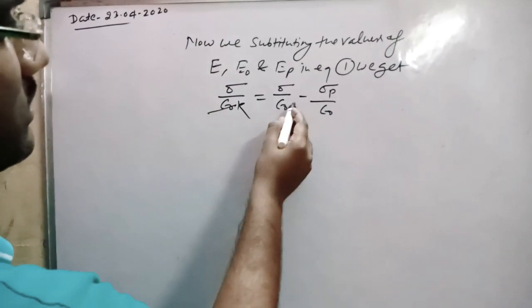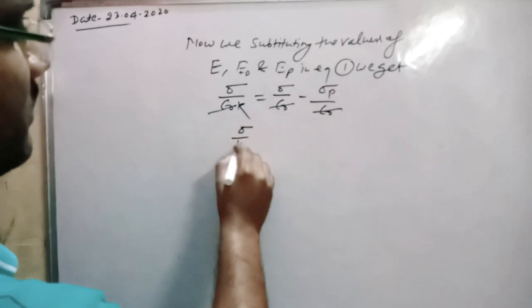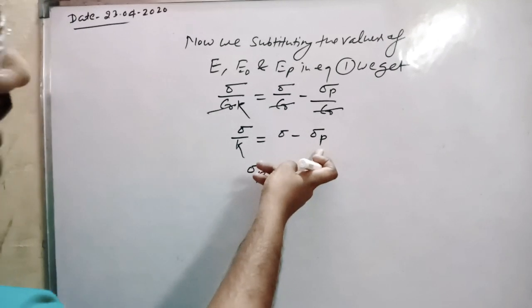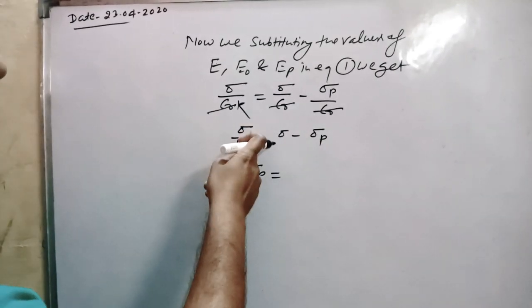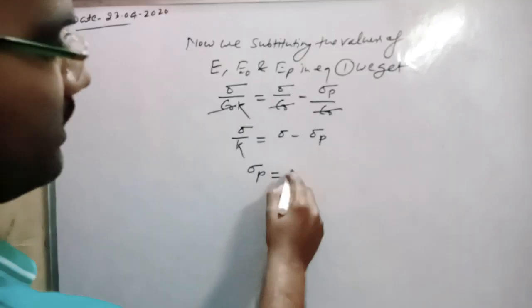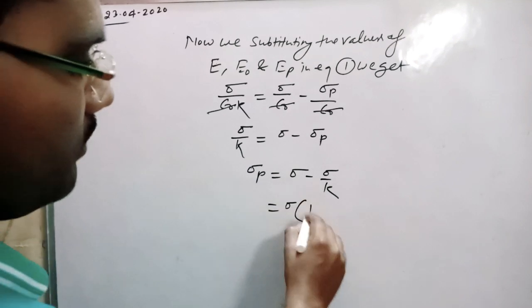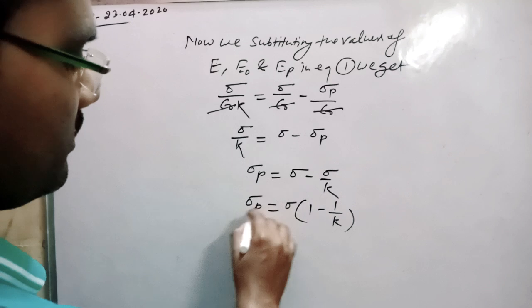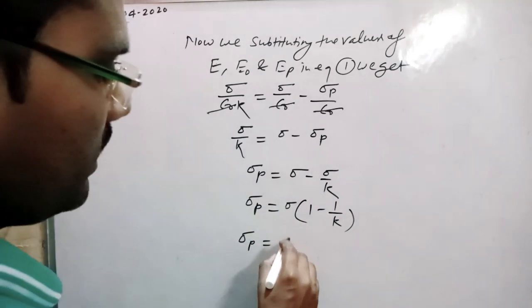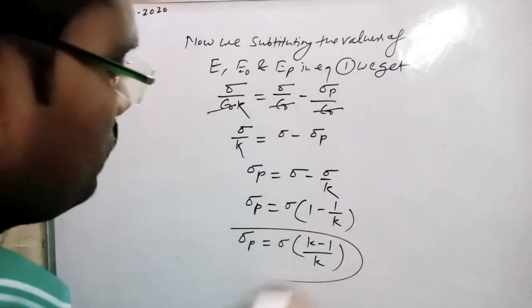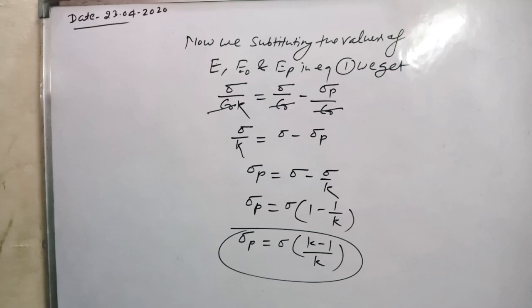Now epsilon naught cancels. That means sigma by K is equal to sigma minus sigma p. Here sigma p transfers from right to left, and sigma by K transfers from left to right. That means sigma p equals sigma minus sigma by K. Now here we take sigma as common, 1 minus 1 by K, and sigma p is equal to sigma times K minus 1 divided by K. This one is the relation between induced surface charge density and the surface charge density.